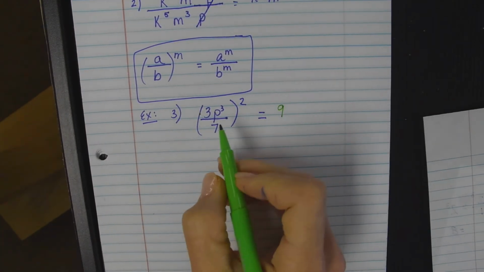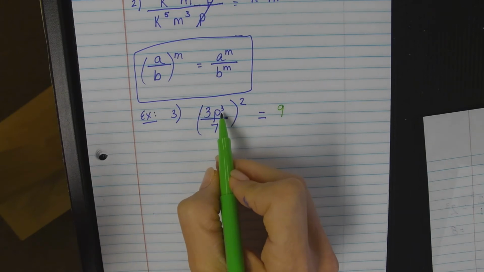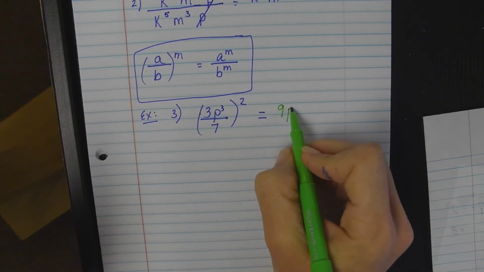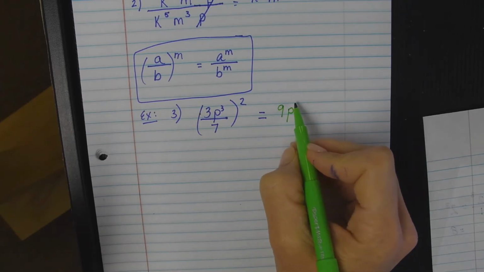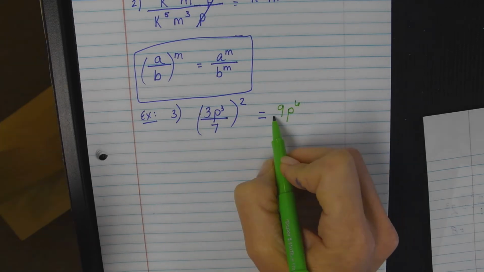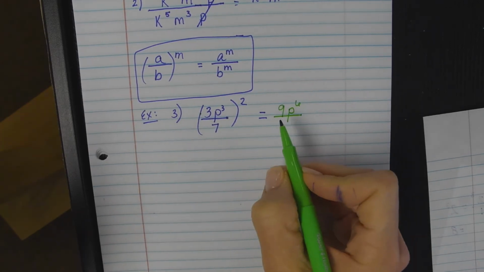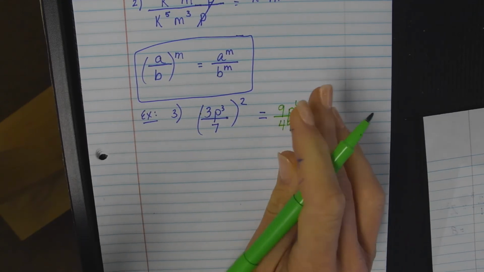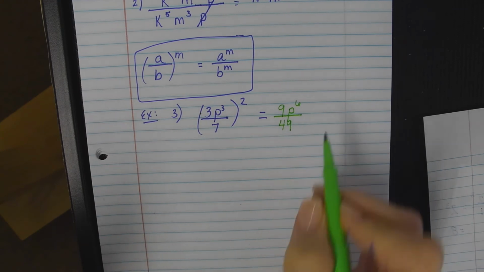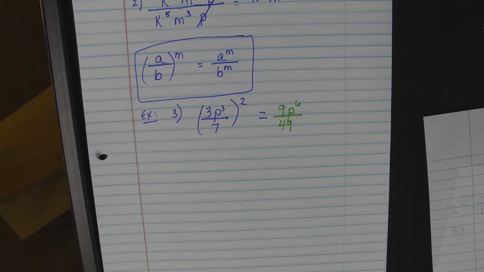9. All right, look at the p to the third squared. So how many p's do we have? 6. What's 3 times 2? 6. All right, and 7. Alex, 7 squared is? 49. Can you simplify 9 over 49? No.